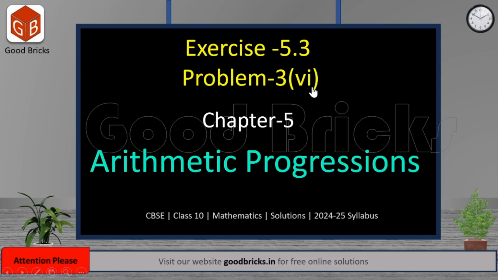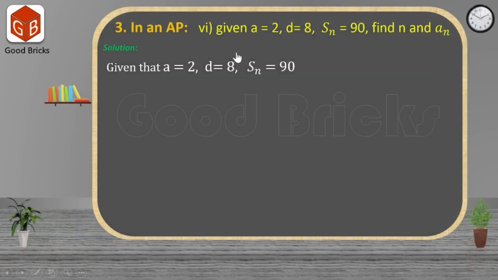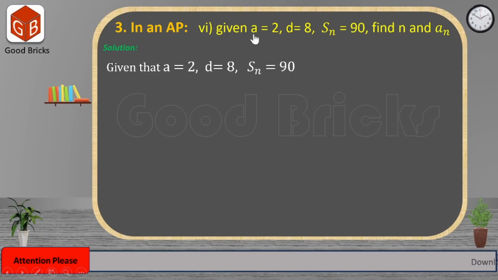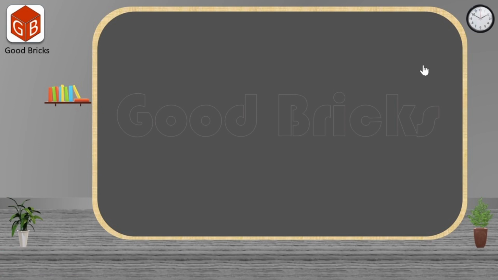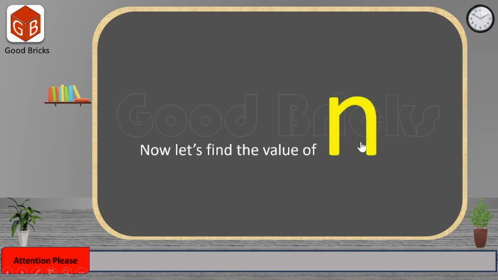Let us now solve the sixth bit in this problem 3. See here, they have given the first term a is equal to 2, common difference d is equal to 8, and the sum of the n terms is 90. But we don't know how many terms there are, which means we don't know the n value. So we are going to find the n value, and we also have to find the nth term value. First of all, let us find the value of n.